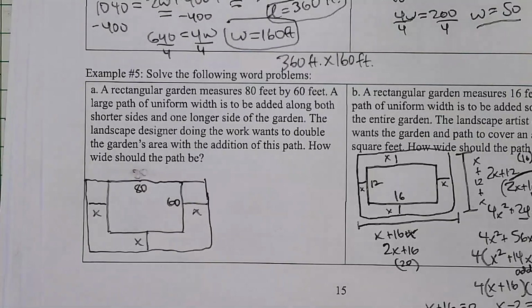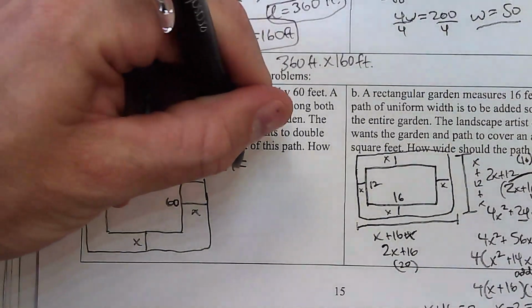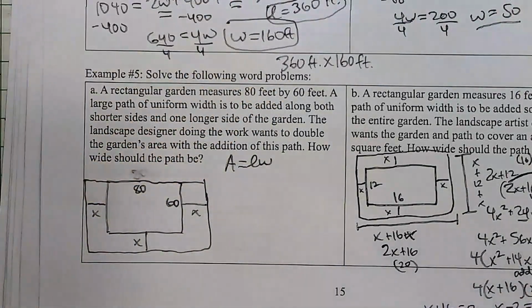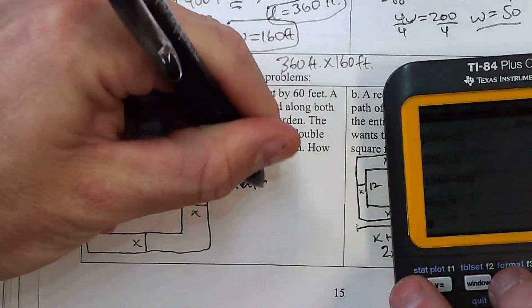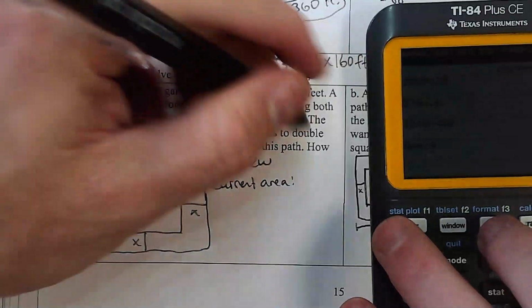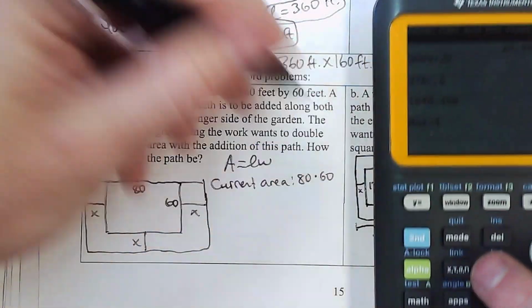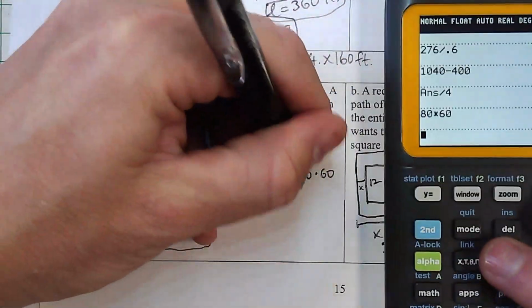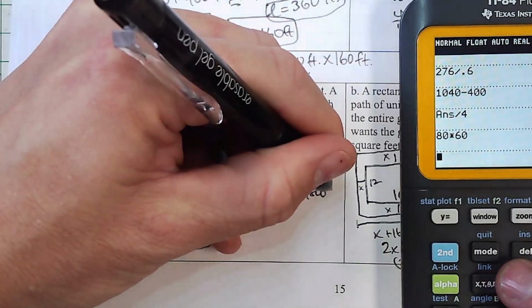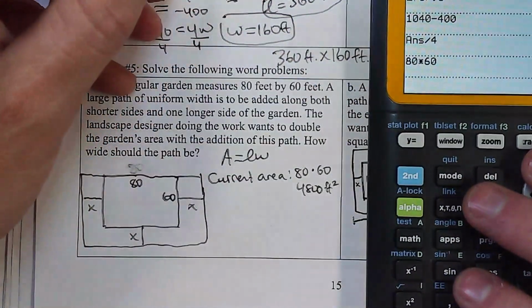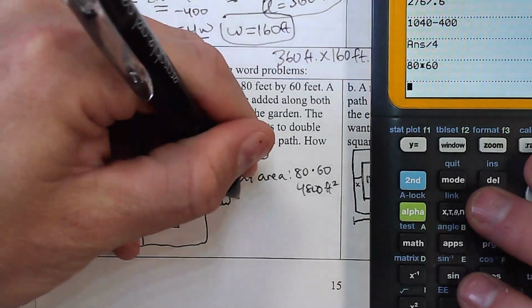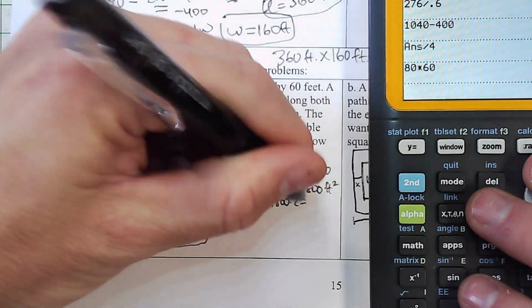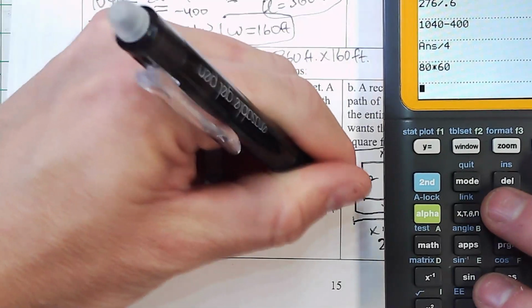So let's talk through this. We know the area of this is length times width. Now, what is the current area? 80 by 60, right? 80 times 60. This is a stressful problem. 4,800 feet squared. What would the new area have to be? They want to double it. So the new area is 9,600.